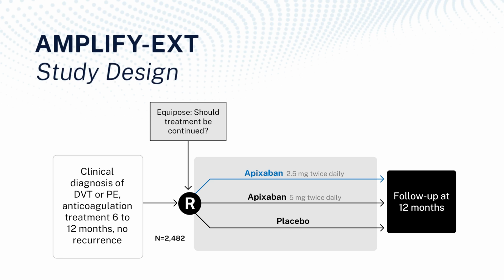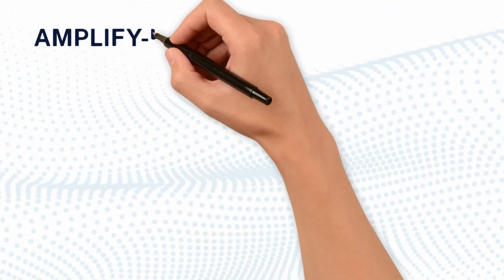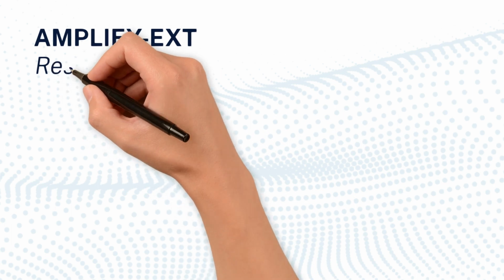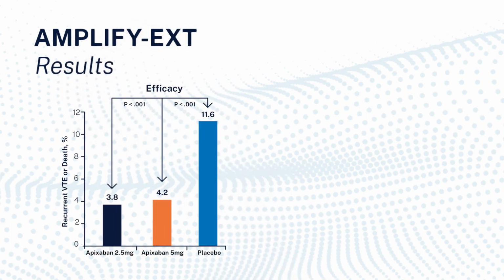And the randomization had 3 different arms. The first arm was actually a lower dose of apixaban, 2.5 milligrams twice a day. The second arm was our standard apixaban therapy, 5 milligrams twice a day. And then the third arm was the placebo arm. And we followed all those patients for 12 months. And what you can see in this slide here is that the reduction in recurrent VTE or death, that was the efficacy arm, was fairly similar between both of the apixaban groups.